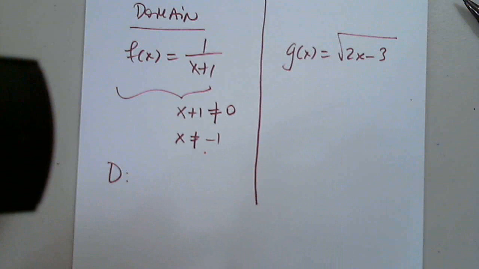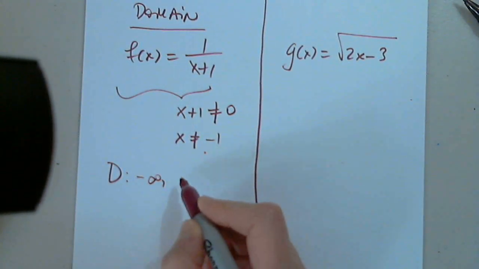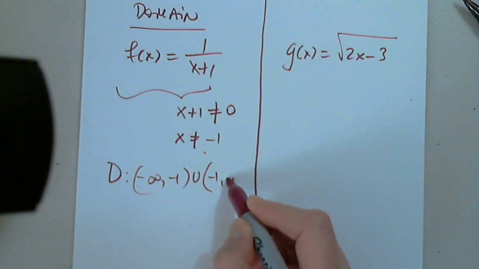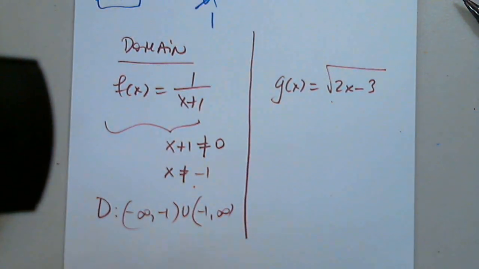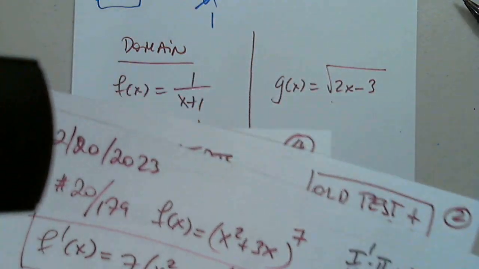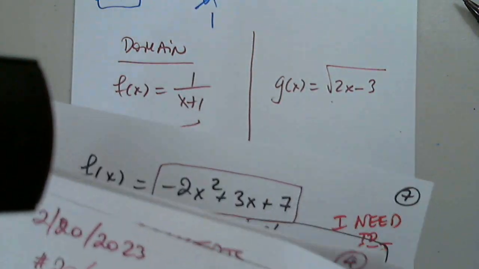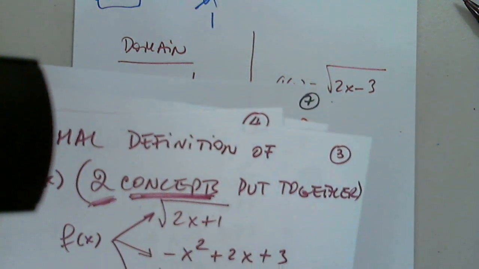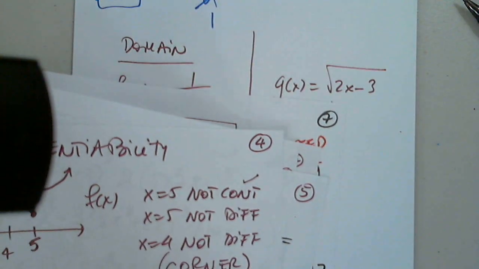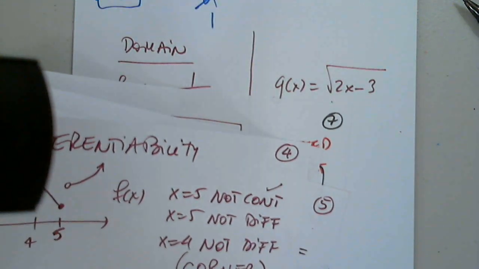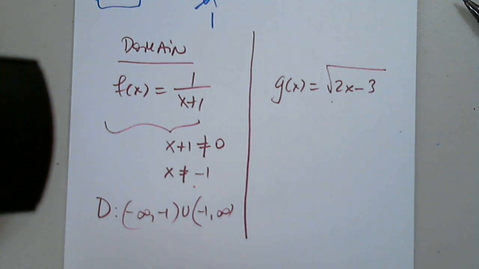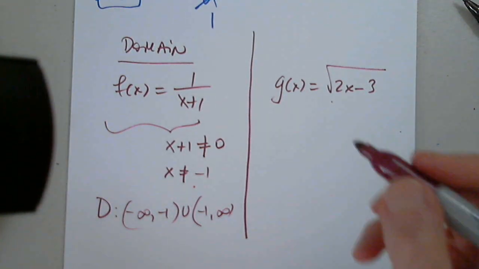Anyone? Will it be from negative infinity to negative 1, and then from negative 1 to positive infinity? Good. Very good. What do we do with this one? Do we set it greater than or equal to 0? Yes. What?